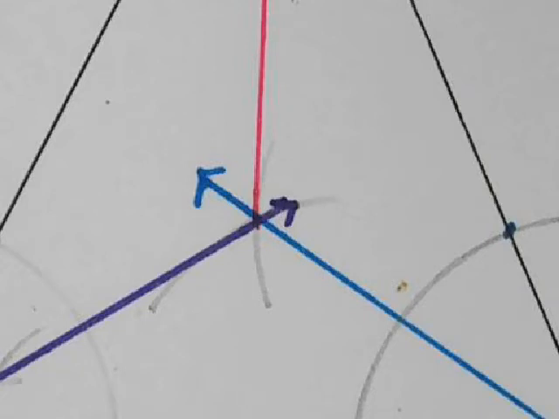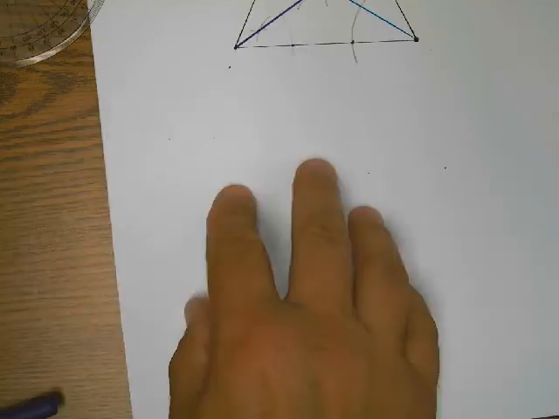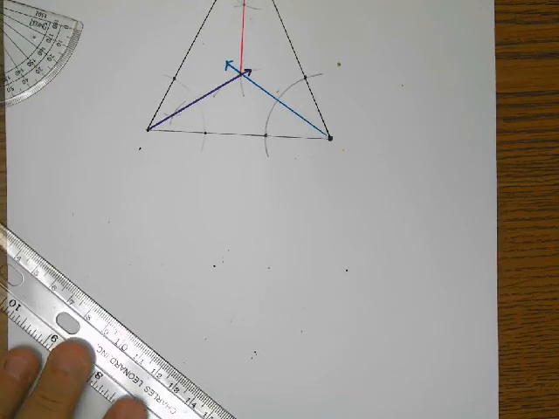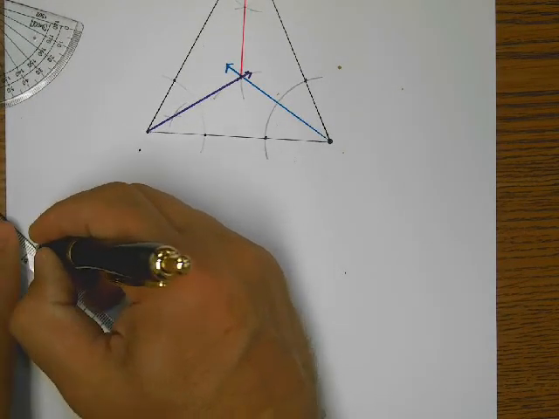Good. Try and make it big. You know what I mean? Use a lot of the paper. And then angle bisectors. I'm going to do it too. I'm making mine really big, in case you were wondering.